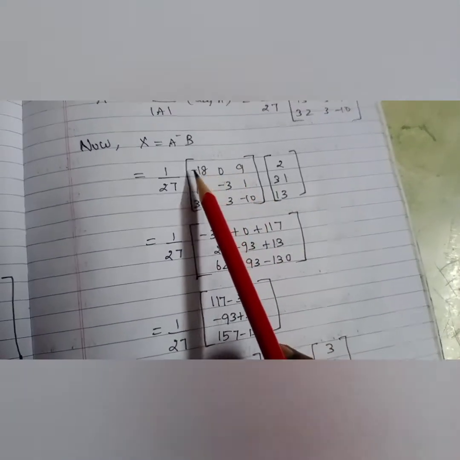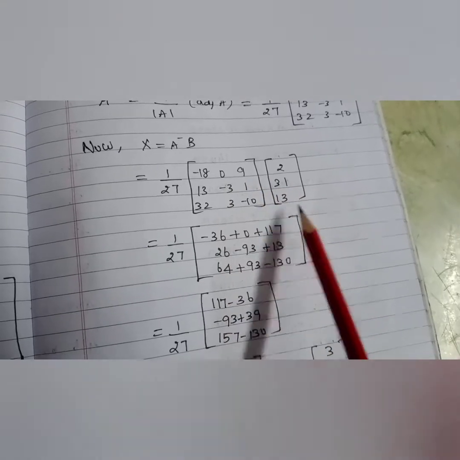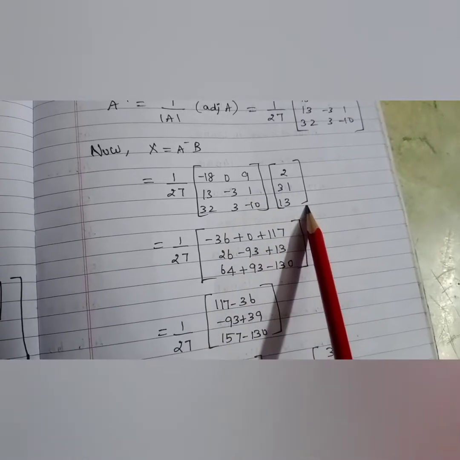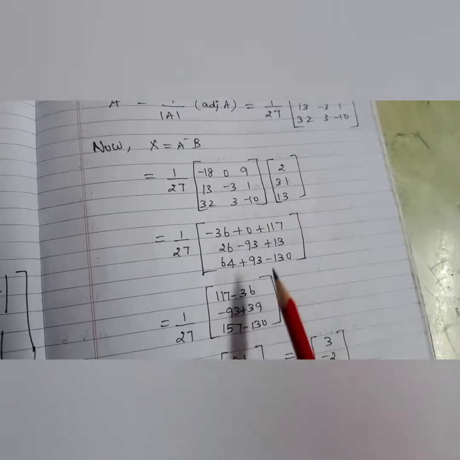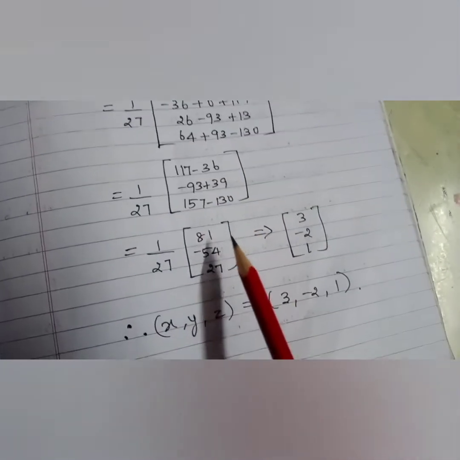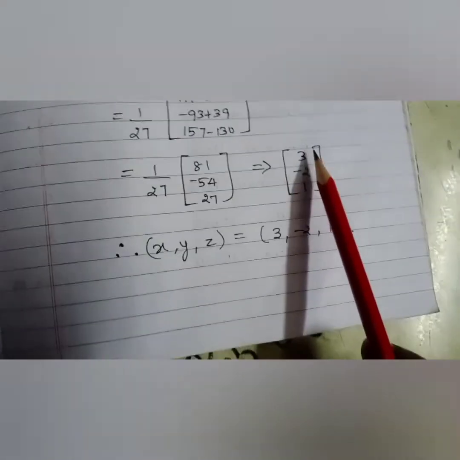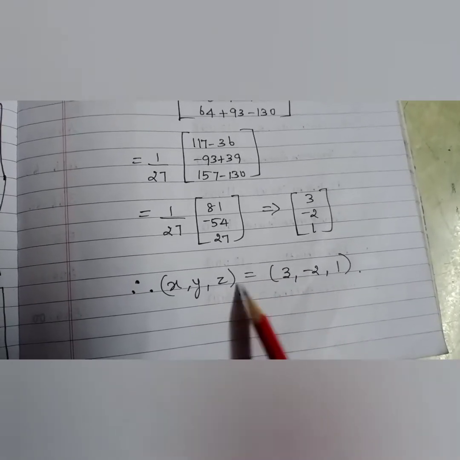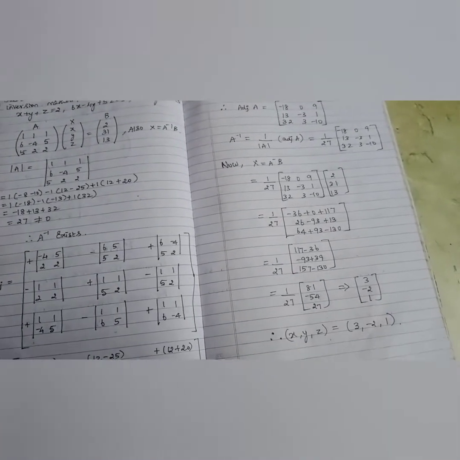Now multiply, this is row by column. So minus 8 into 2 plus 0 into 31 plus 9 into 13. Then we have written here 13 into 2 minus 3 into 31 plus 1 into 13. And 32 into 2, 3 into 31 minus 10 into 13. We got the answer to be 81, minus 54, 27. Dividing it by 27, we got the values 3, minus 1 and 2. So x takes the value 3, y takes the value minus 2 and z takes the value 1. So this is how you have to solve the sum using the matrix inversion method.